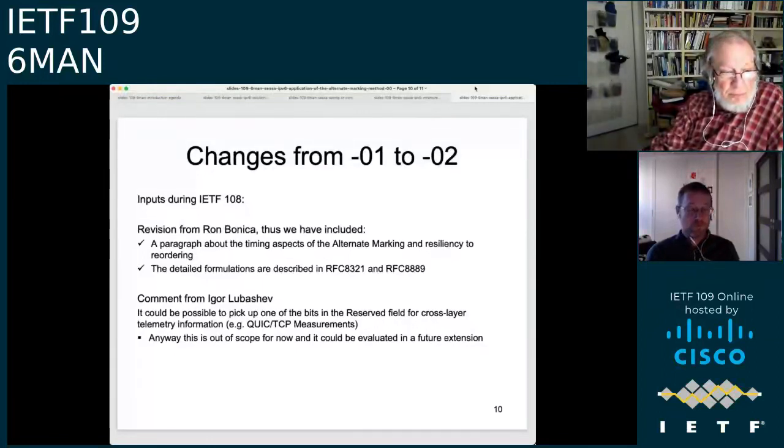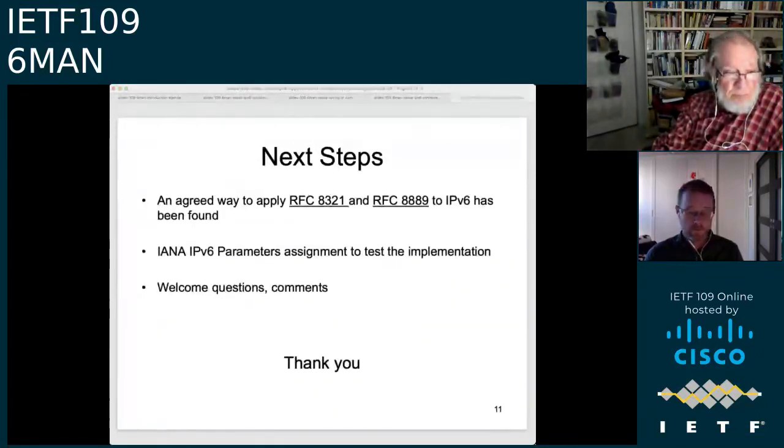Another comment was about the possibility to pick up one of the bits for cross-layer telemetry information, for example, QUIC and TCP. In any case, this is considered out of scope for now and could be evaluated in the future when this QUIC TCP measurement is also accepted in the relevant working group. We can also discuss this cross-layer telemetry information. Next. I think it's the last one.